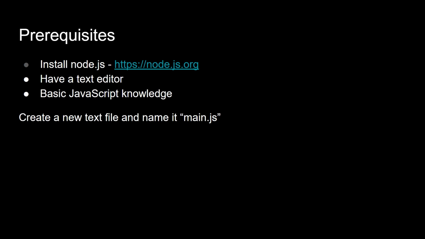So some of the prerequisites that are required for you to do this tutorial are you're going to have to install Node.js. It is available at the following link, which will be provided in the description below. You would also need a basic text editor such as Visual Studio Code or Notepad, Notepad++, whatever you fancy. And you will need basic JavaScript knowledge to know what is actually going on. So before we begin, we need to create a new text file and name it main.js.